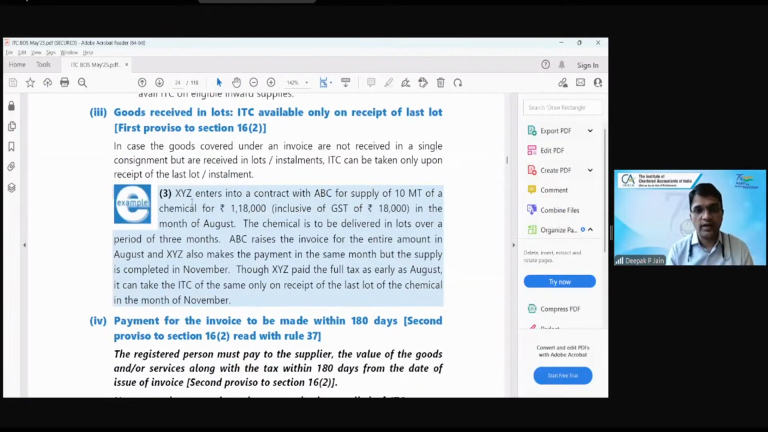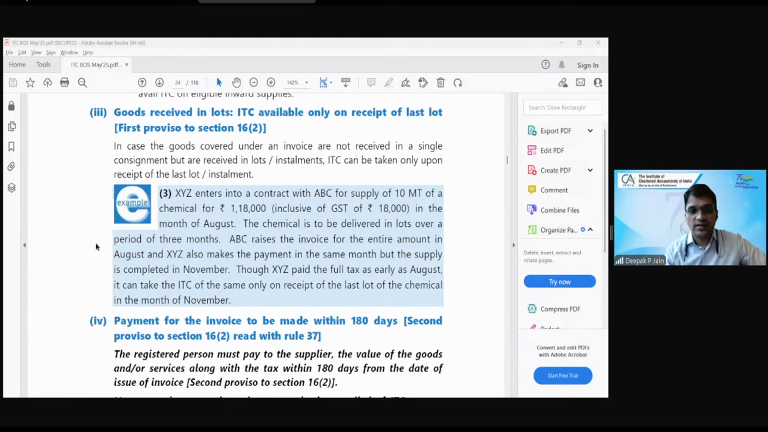Let's say that XYZ enters into a contract. XYZ is a company which entered into a contract with ABC for supply of 10 metric tons of a chemical for 1,18,000 rupees, which is inclusive of tax of 18,000 rupees. The value of the goods is 1 lakh and tax on that is 18%, which is 18,000, in the month of August. The chemical is to be delivered in lots over a period of 3 months. ABC raises the invoice for the entire amount in August, and XYZ also makes a payment in the same month. But the supply is completed in November.